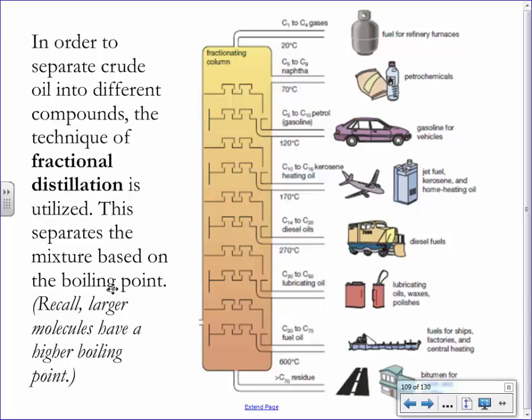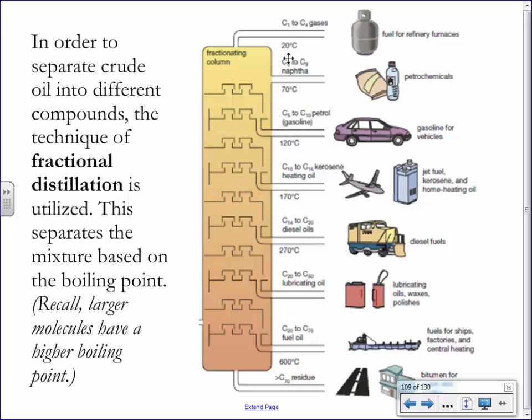Small molecules that have one or two carbons, they will boil off first. So what they do is they put all of the oil into a big chamber like this. And what ends up happening is the really, really light gases boil off to the top first. For example, any carbon that has between 1 and 4, if you set the temperature to 20 degrees, it'll turn into a gas. That would be your methane, your ethane, your propane, your butane.